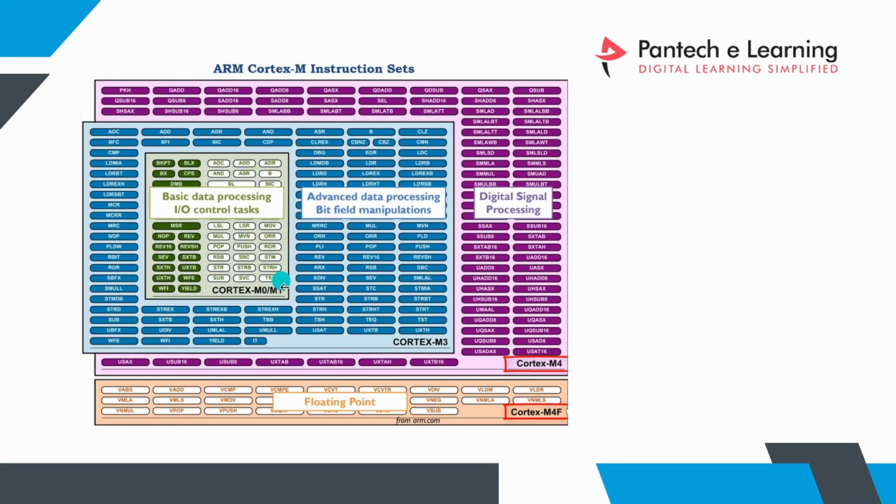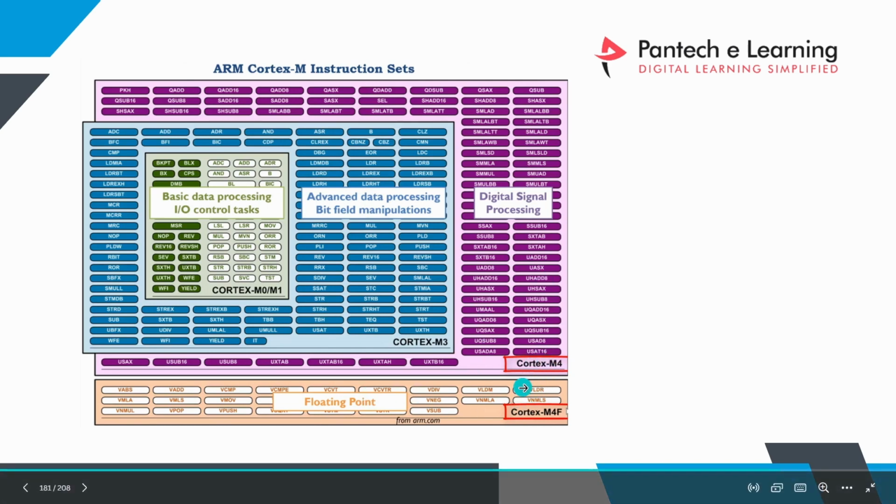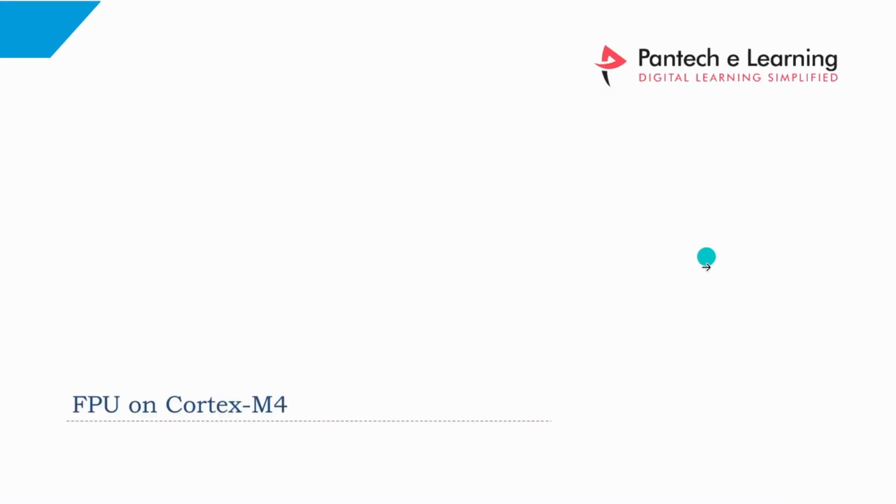You can see that in M0 and M1, we have basic data processing and input-output control. When it comes to the M3, it has advanced data processing with bit field manipulation. The controller we are using is the M4. When you compare these controllers, the M4F has a floating point unit as well as a digital signal processing unit.